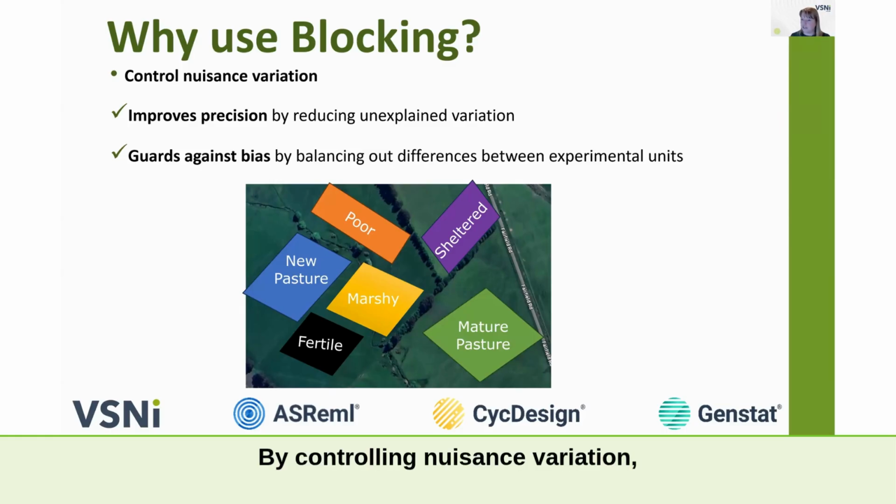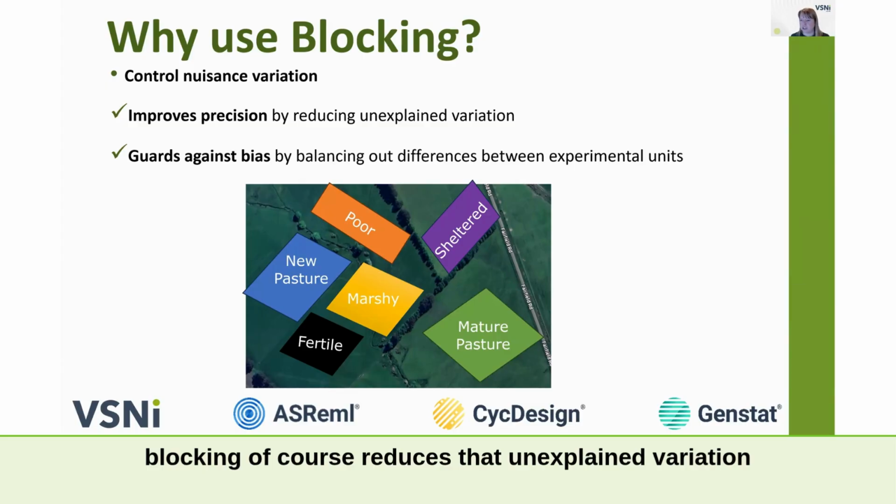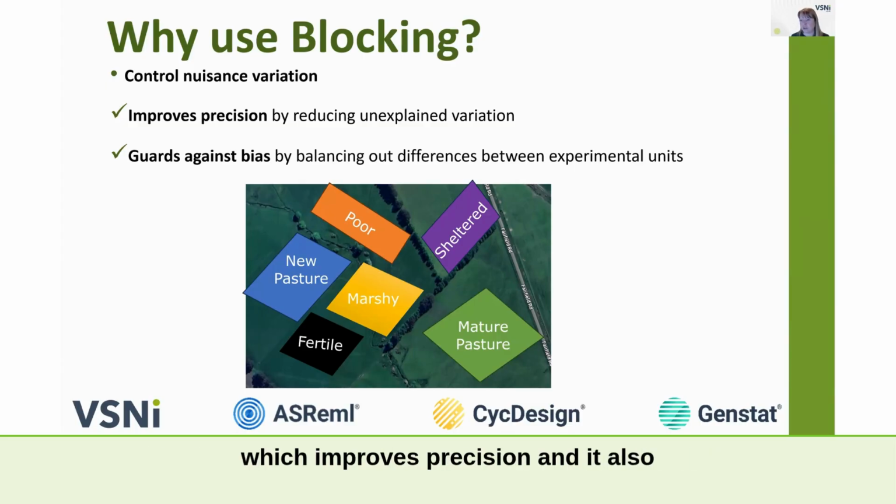By controlling nuisance variation, blocking, of course, reduces that unexplained variation, which improves precision, and it also helps guard against bias by balancing out differences between experimental units and thereby ensuring fairer comparisons between treatments.